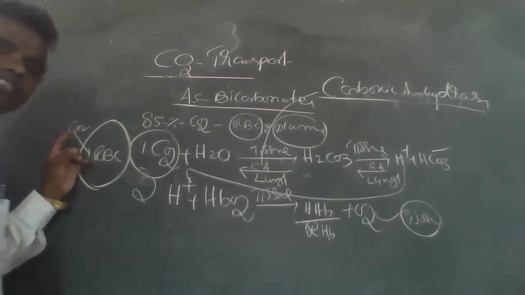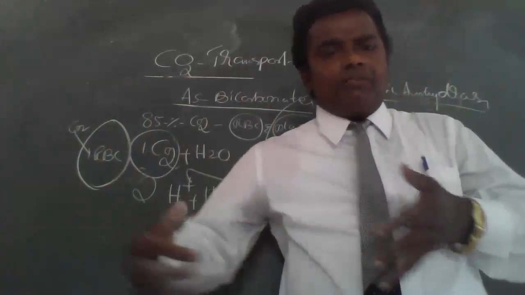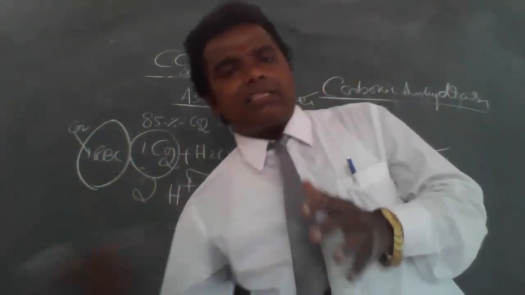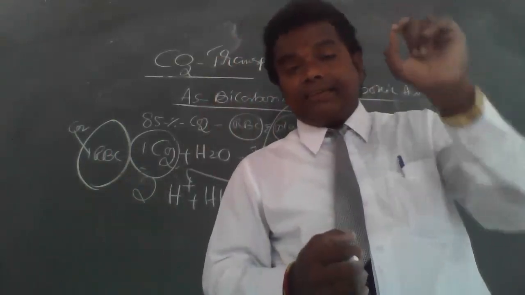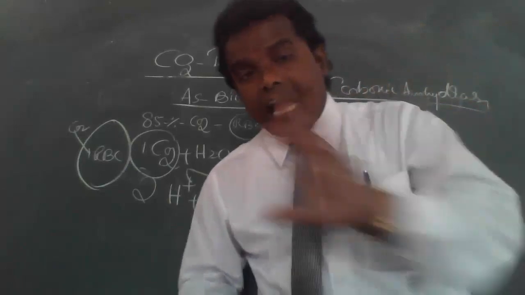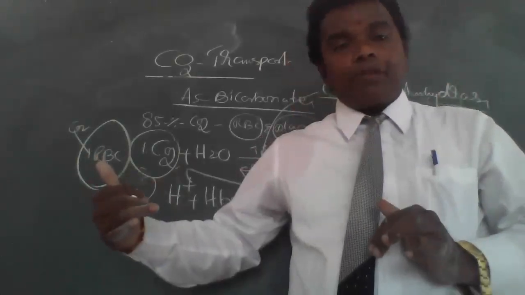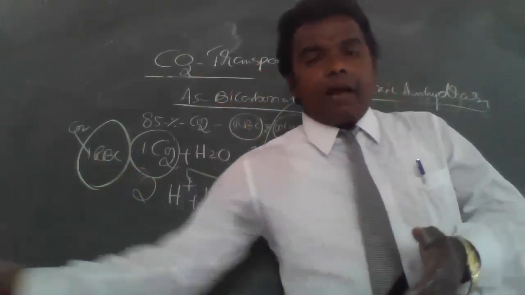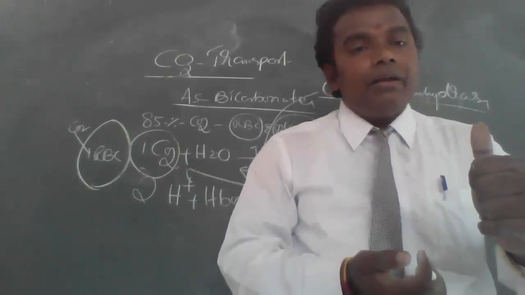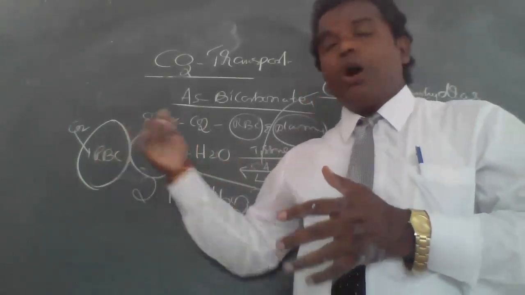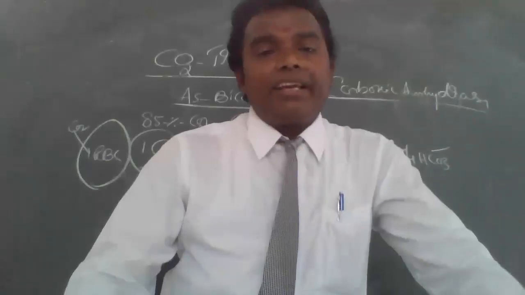Actually, a huge amount of CO2 is present in the plasma, but carbon dioxide is transported through both plasma as well as RBC. How much percentage is carried by plasma, I already told you: 67% of CO2 is carried in the plasma. But as carbonic acid in the plasma, it is only 5%. Why then does this carbon dioxide diffuse into the RBC? Come on, tell me. Anybody can say?